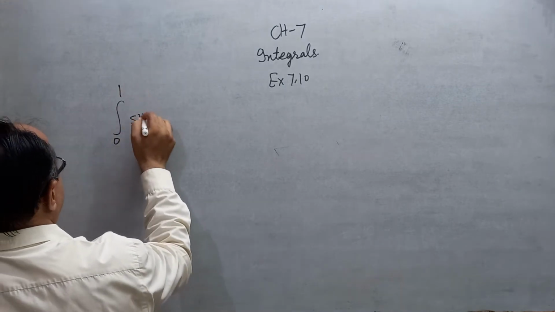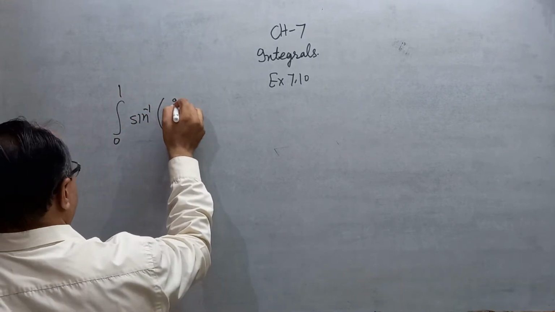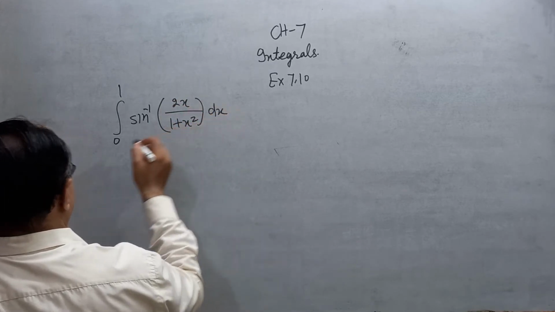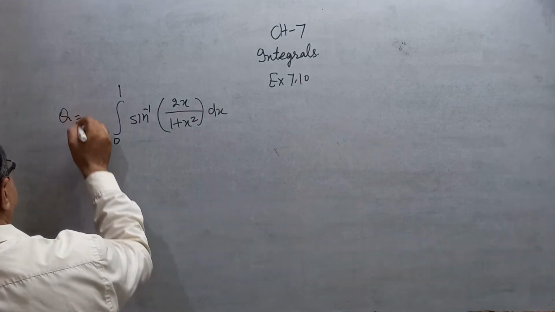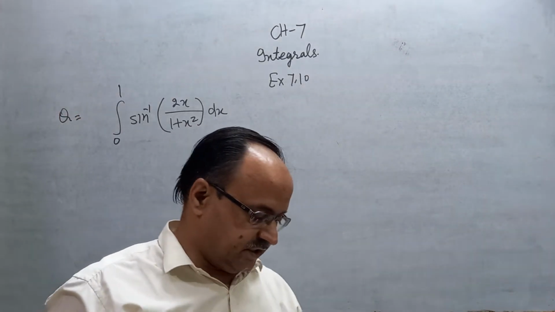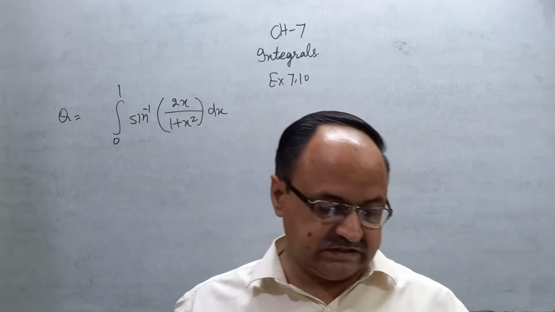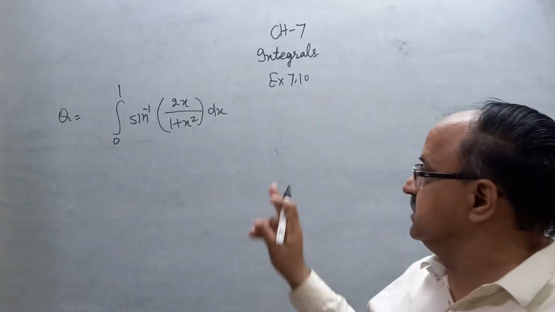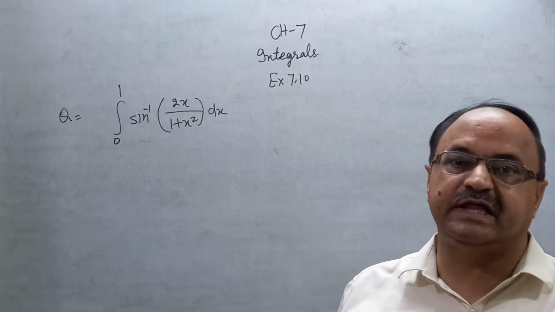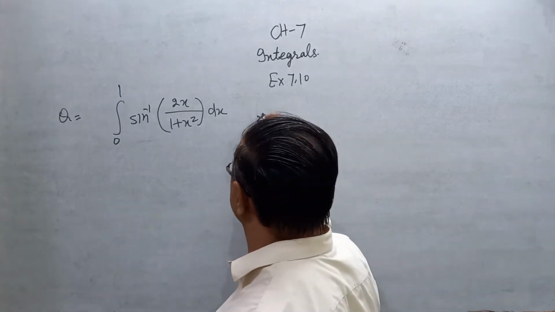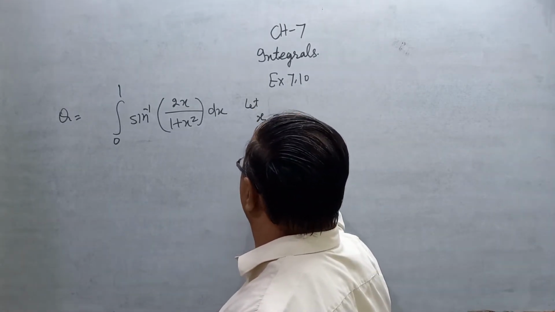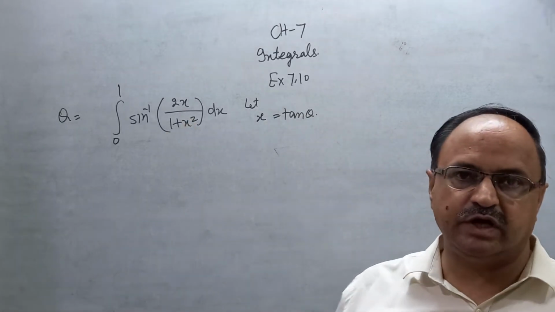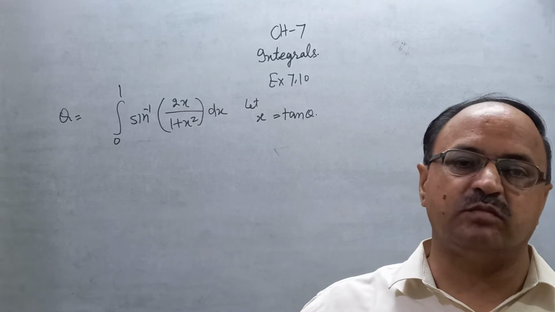Integration from 0 to 1 of sin inverse of 2x upon 1 plus x square dx. Correct? Clear? In this question you can let x equal to tan theta, because when you put tan theta, you get 2 tan theta upon 1 plus tan square theta, which is the formula for sin 2 theta.